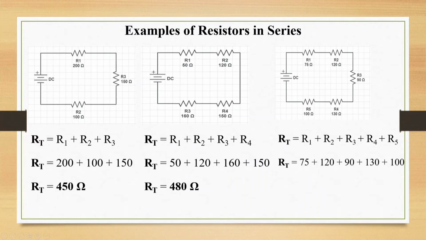And then perform the addition operation. So 75 plus 120 plus 90 plus 130 plus 100 is equal to 515 ohms. So the total resistance is 515 ohms. That is how you compute the total resistance in a series circuit or series connection.